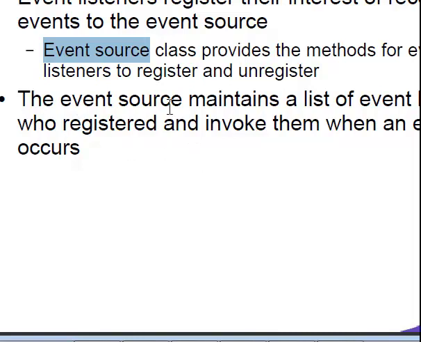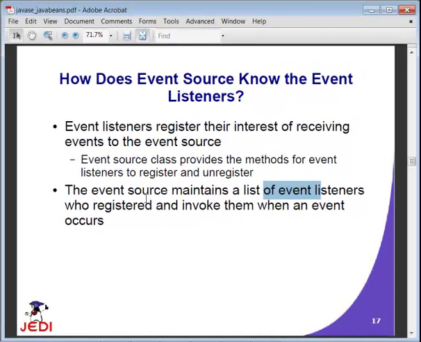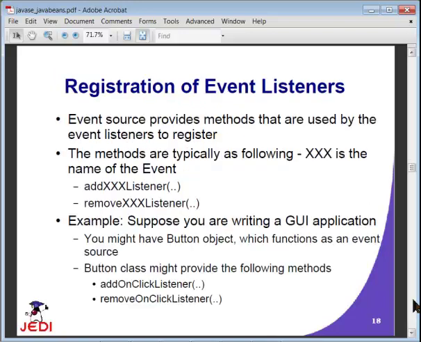Okay, so event source maintains a list of event listeners who registered. Once event listeners register with event source, it keeps track of them internally, and when an event occurs, it invokes a method of the event listeners. All right.